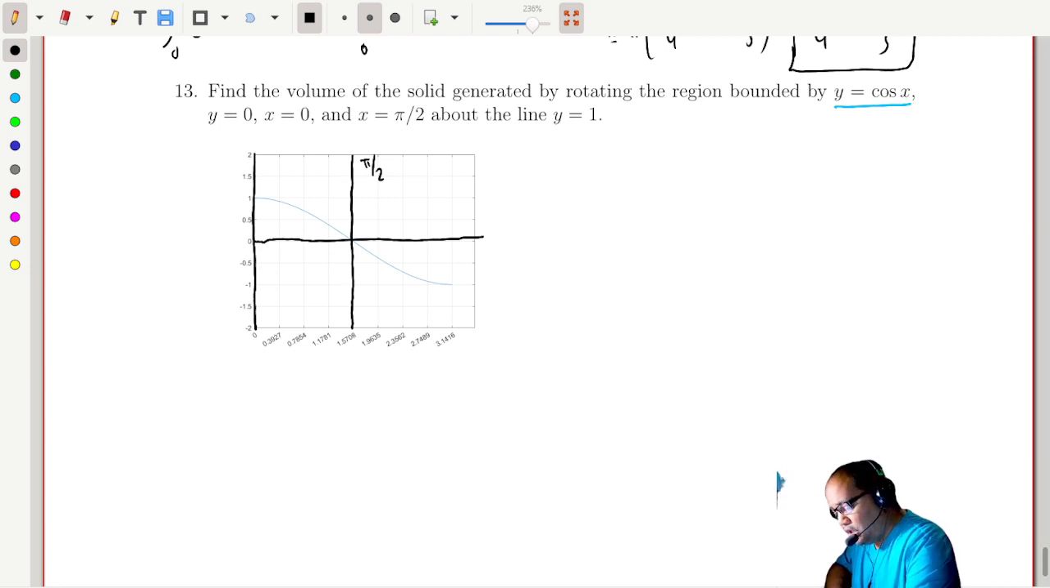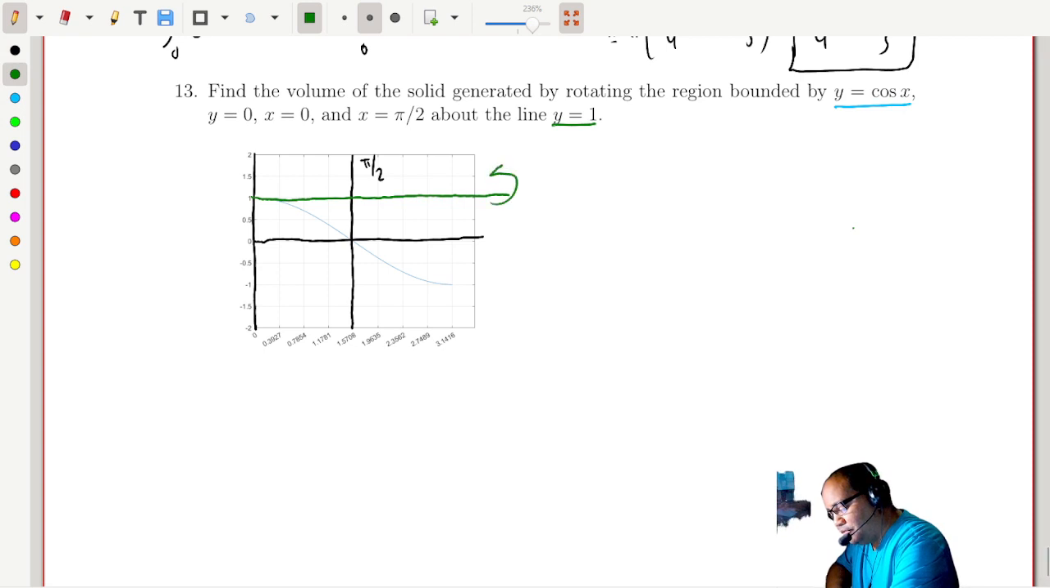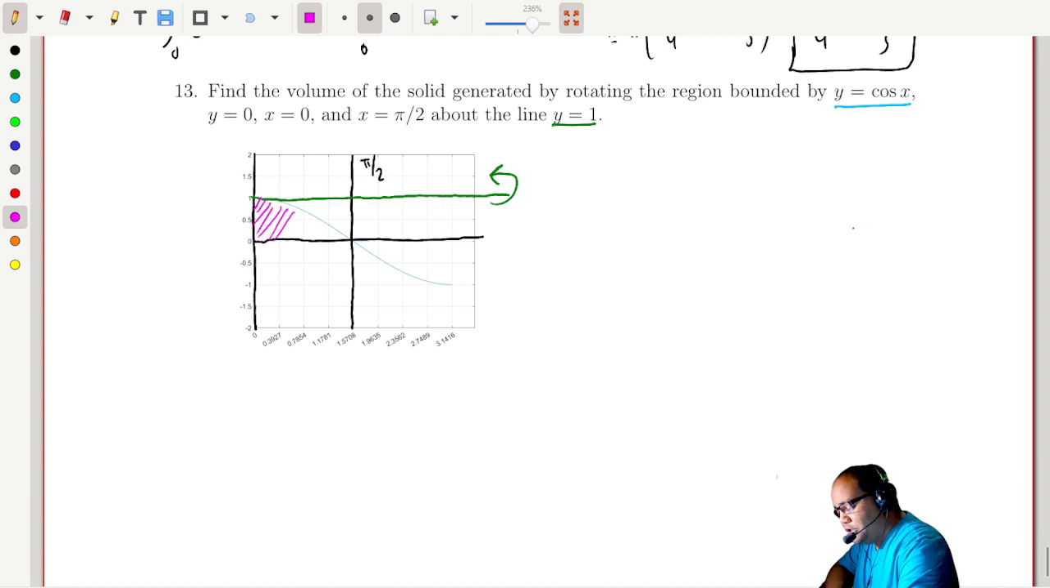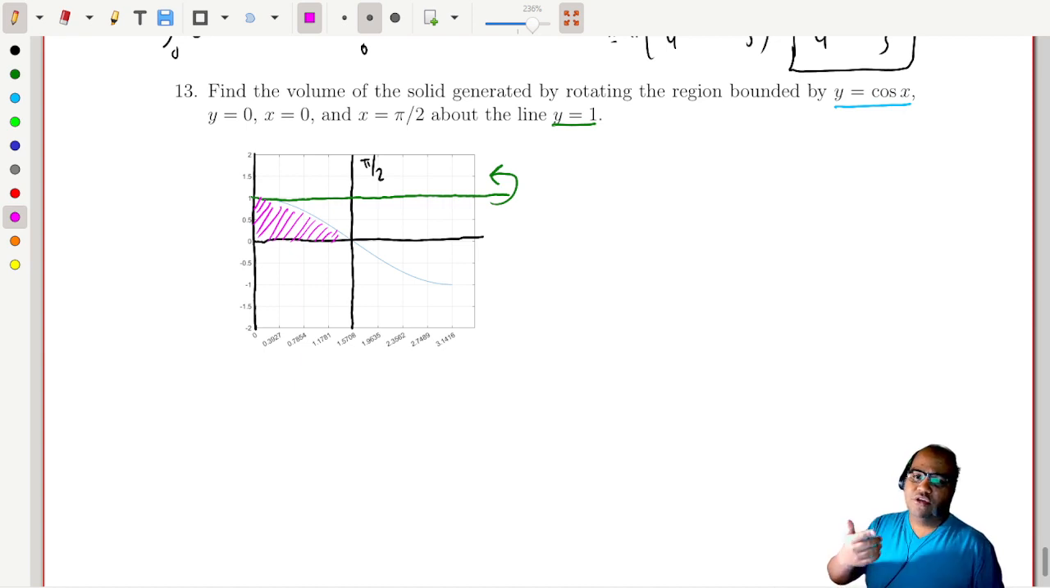And we're rotating around the line y equals 1. So let's go ahead and draw that in here. I want to rotate around that line. But which region do I color in? Well, let's follow the boundary curve. Y equals cosine x, y equals 0, x equals 0, x equals pi over 2. Going to be this region here. Okay, and we're rotating around the line y equals 1.